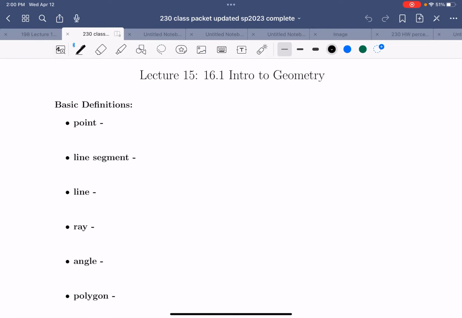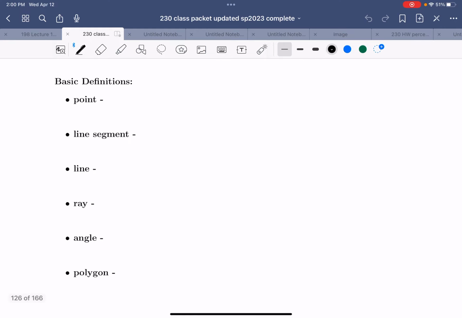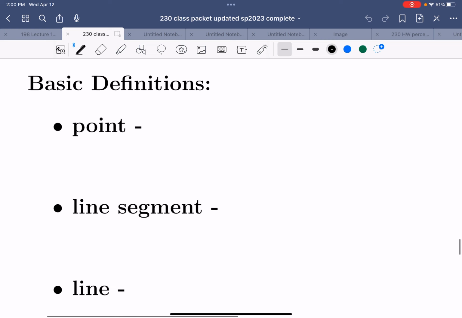Hi all, we are starting lecture 15 on Intro to Geometry. Geometry tends to be based very much on the definition of a lot of objects, and some of the initial objects can be pretty tricky to identify. So let's run through some basic definitions.